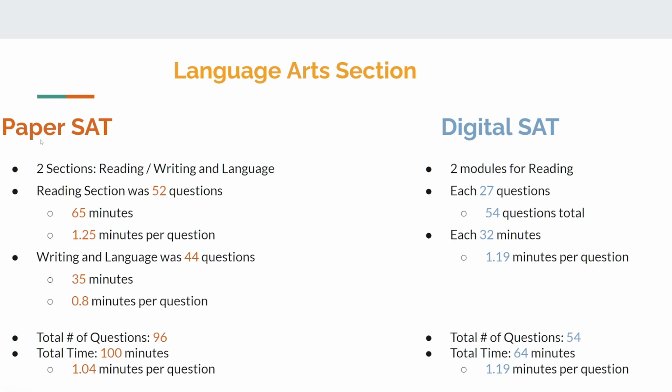So regarding the total number of questions of the paper SAT for the language arts section, there's 96 questions, and there's 100 minutes to complete these two sections. So that means there's roughly 1.04 minutes per question.